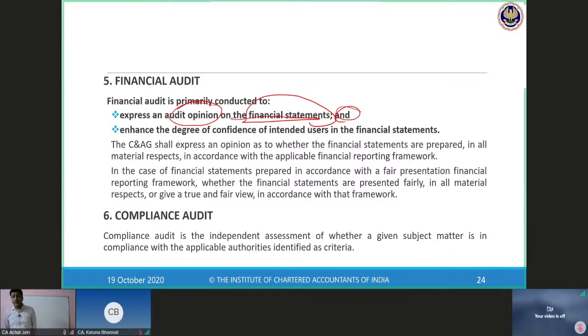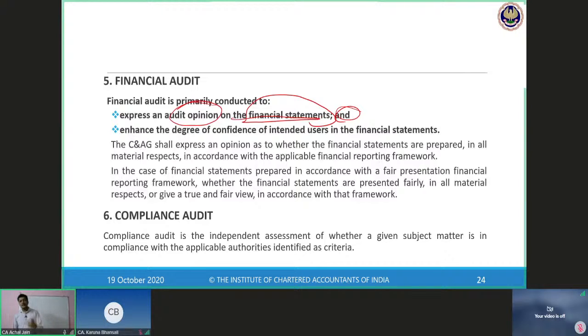CAG shall express an opinion whether the financial statements are prepared in accordance with applicable framework related to financial reporting. In case of financial statements prepared in accordance with fair presentation financial reporting framework, whether the financial statements are presented fairly and they give a true and fair view. So it's all about giving an opinion on the financial statements as regards their truth and fairness. So that is about financial audit.